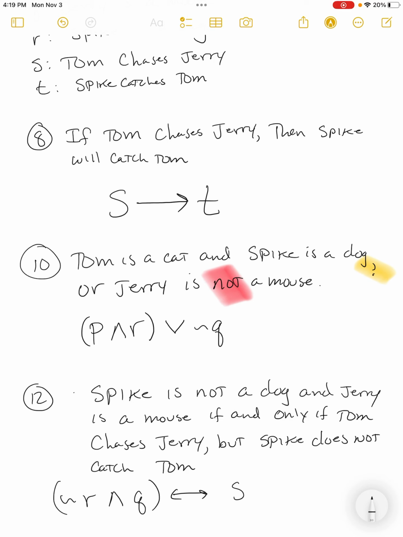Now, do you remember what but is? But's very specific, and it's good that they're pointing this out early. But is and. We know the symbol for and. But Tom chases Jerry, but Spike does not catch Tom. Negation of T. And we'll put that in parentheses. Because the if and only if is sending the left-hand side to the right-hand side.